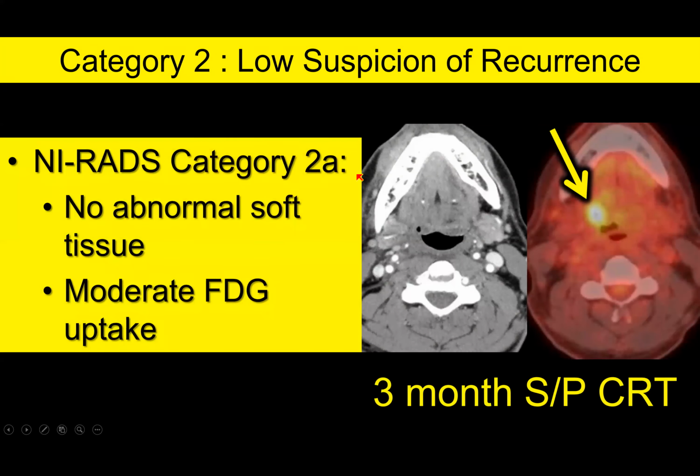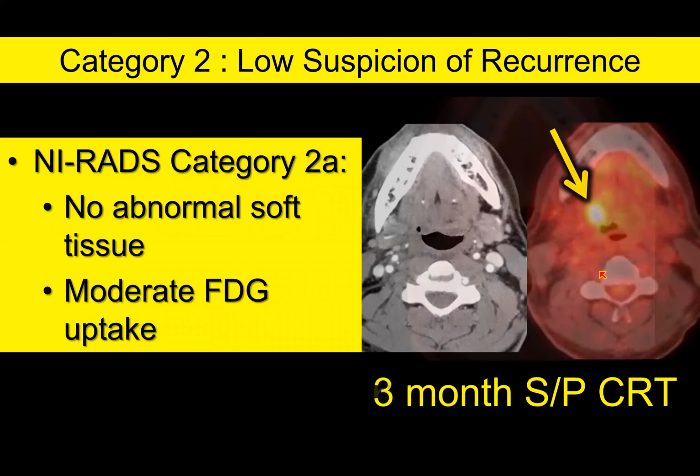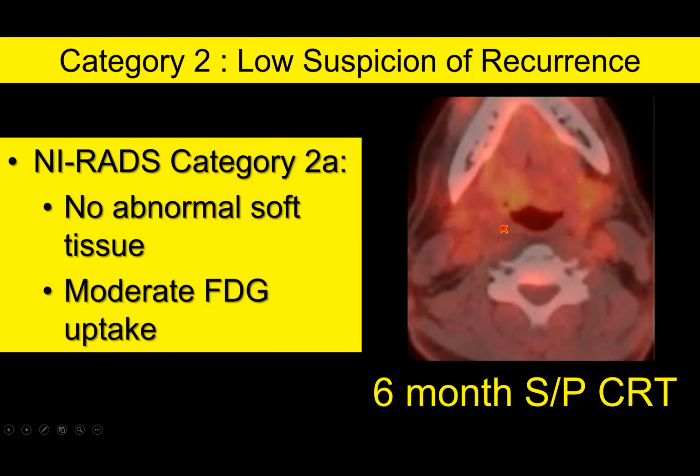And if it's superficial, I'm going to say, I don't see any soft tissue here, but there is a little bit of increased uptake and it's superficial. So somebody should go in and look at this. And they looked at it with direct visualization. They weren't very suspicious. And sure enough, when we did the 6-month follow-up, it completely disappeared, a complete response. So that's a good case for a NI-RADS category 2A.